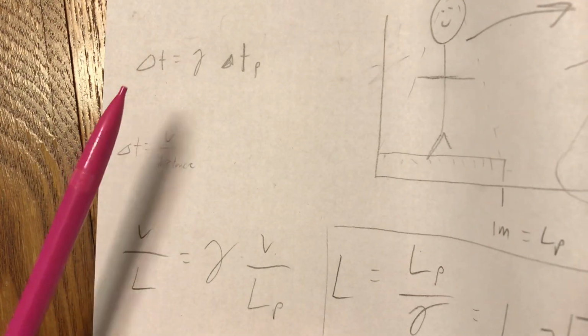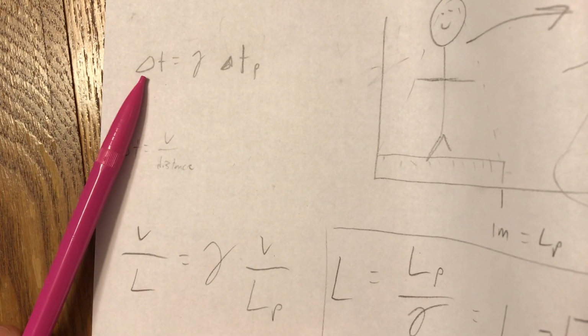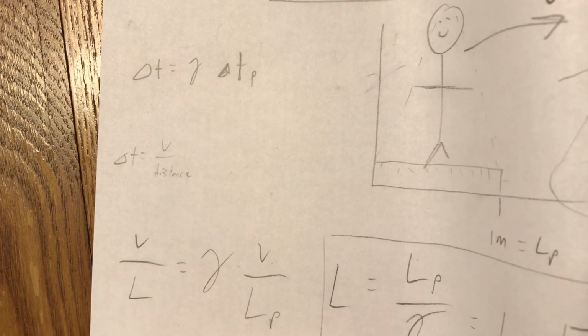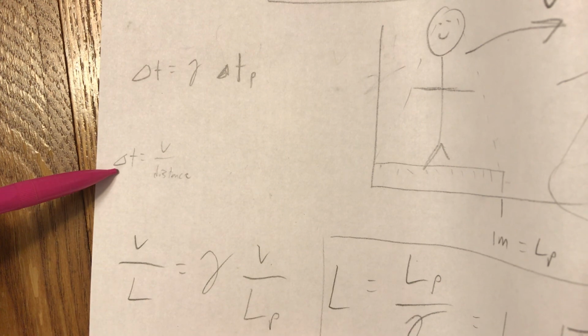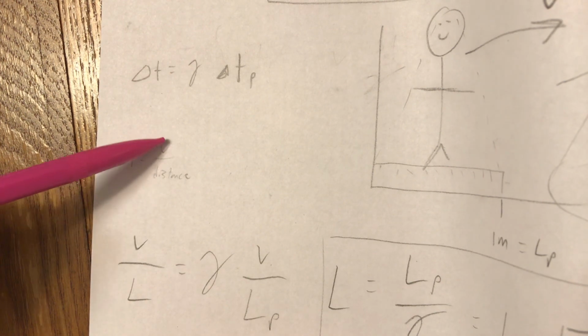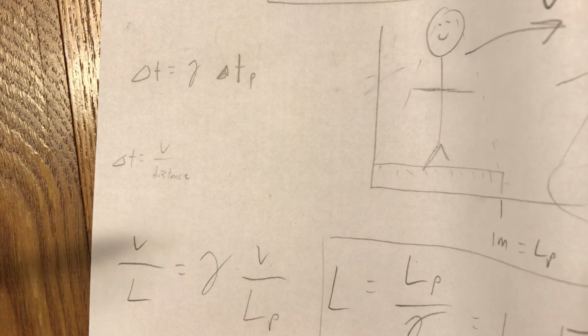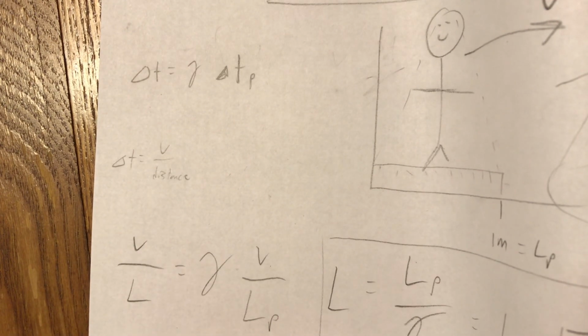Now, because we know that delta t is equal to gamma delta t proper, right? We've already done that before. That was the time dilation. We get that delta t. Oh, and we also know that delta t is equal to distance over velocity. That's just, speed is equal to distance over time. It's just sort of rearranged, okay?